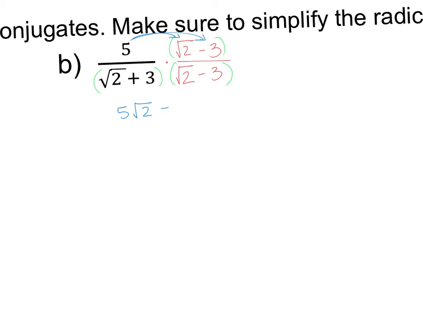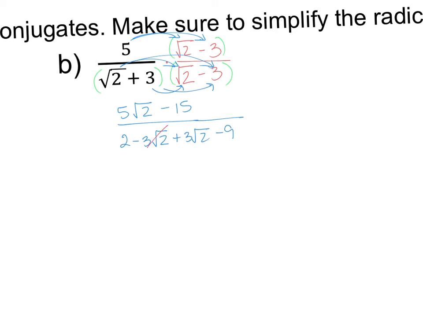5 times negative 3 is negative 15. And then I'm going to multiply the bottom. So square root of 2 times square root of 2 is a positive 2. Square root of 2 times negative 3 is negative 3 square root of 2. 3 times square root of 2 is positive 3 square root of 2. And then 3 times negative 3 is negative 9.